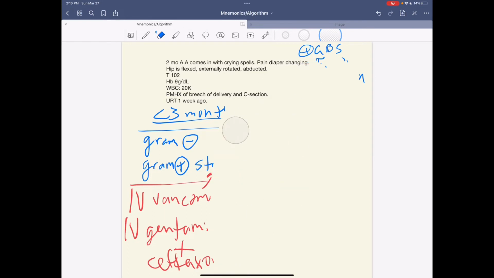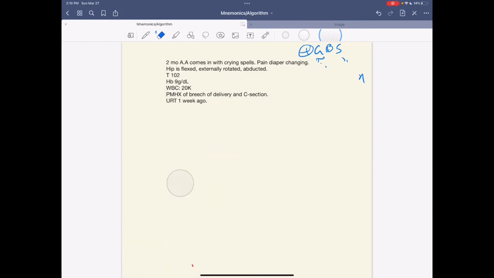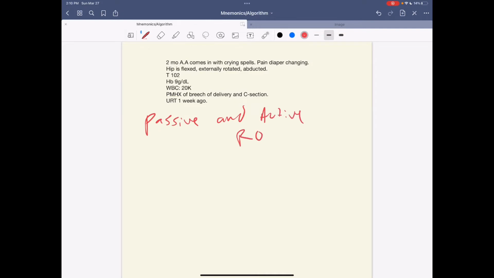So it will present just like this. A hip is going to come in with a child. It's going to have fever, temperature, leukocytosis. It can even have tachycardia. But the key thing here is that passive and active range of motion of the hip joint causes pain. All right, this is both passive and active.